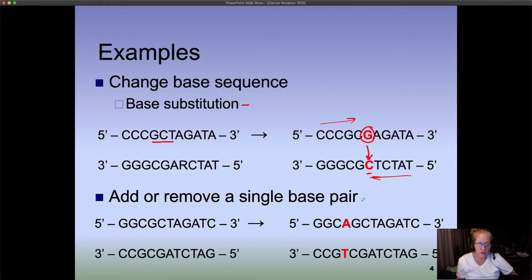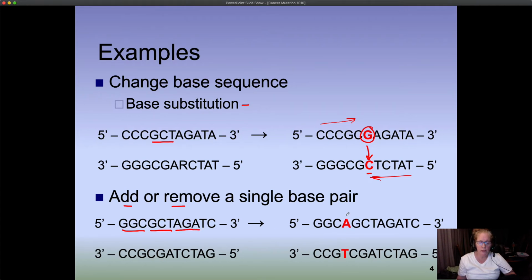In an addition or deletion, a single base has been added or removed. In this case, the addition or deletion of a base is going to throw off the reading frame drastically. Now let's take a look at our reading frame. Here on the left is our normal gene, what we would call the wild type. So our first codon, our second codon, third codon.